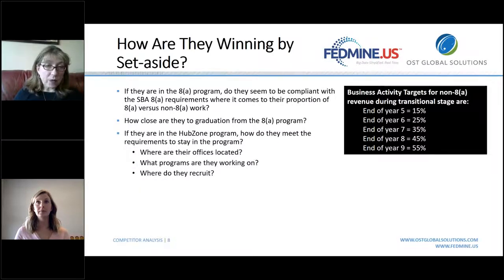If they're in a HUBZone program, how do they meet the requirements to stay in the program? For example, where do they hire from predominantly? Where are their hiring efforts? Is it a local college they're hiring from that you could emulate? Is there some sort of labor pool that you have not tapped into that they're getting people from? What programs are they working on? What locations are located in a HUBZone that maybe you could be competing for, if you really want that designation, and you could emulate their successes.